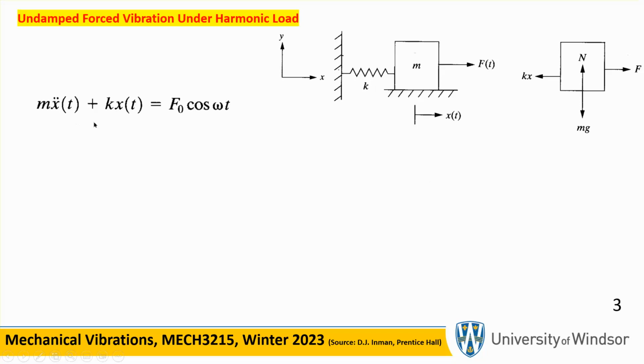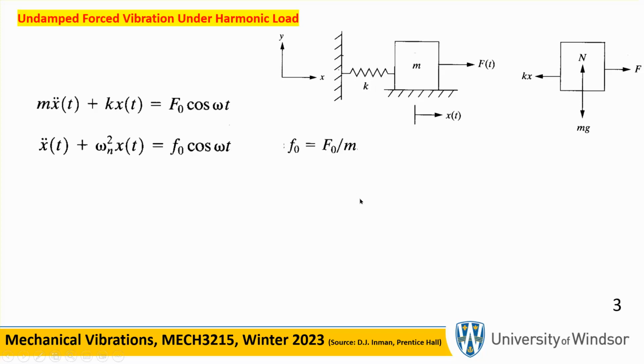So the sum of all the forces basically is mass times acceleration. And if you look at this thing, force F is applied to the right, and spring force is acting to the left. Therefore, mass times acceleration is sum of the forces. One is positive, the other one is negative, and rearranging it will give you this.